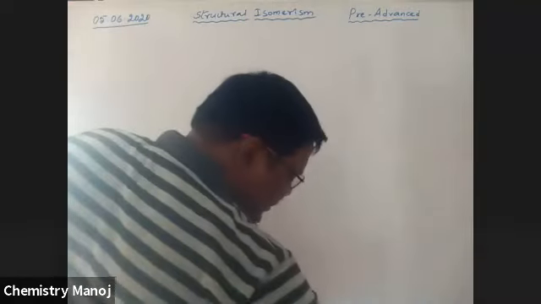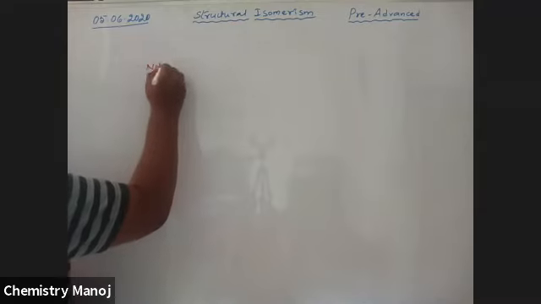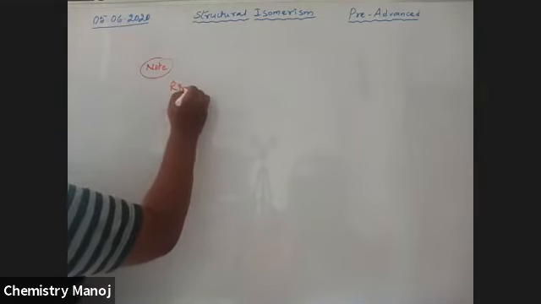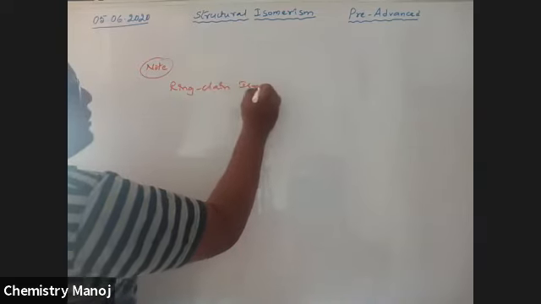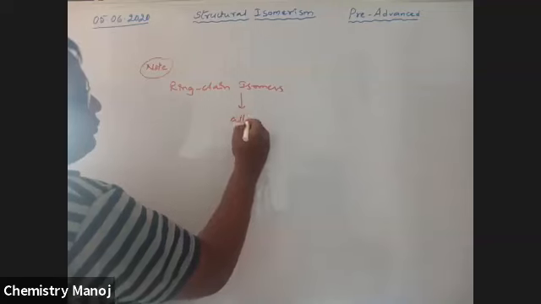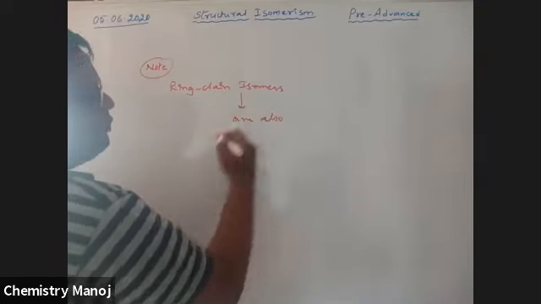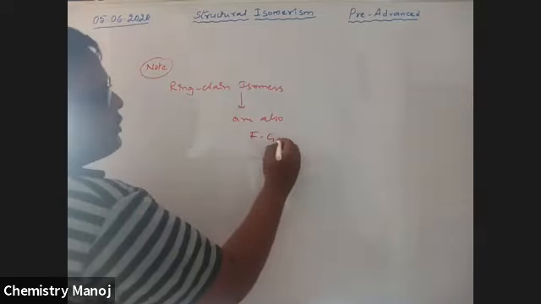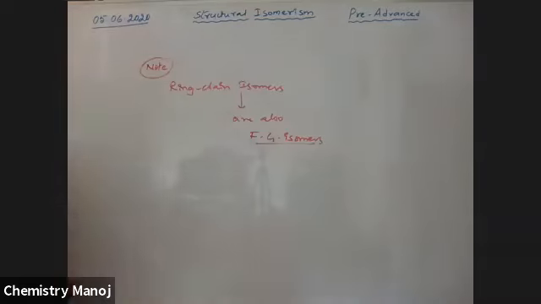See here, my dear boys, the important point is that ring chain isomers are also functional group isomers, because their functional group is changed.